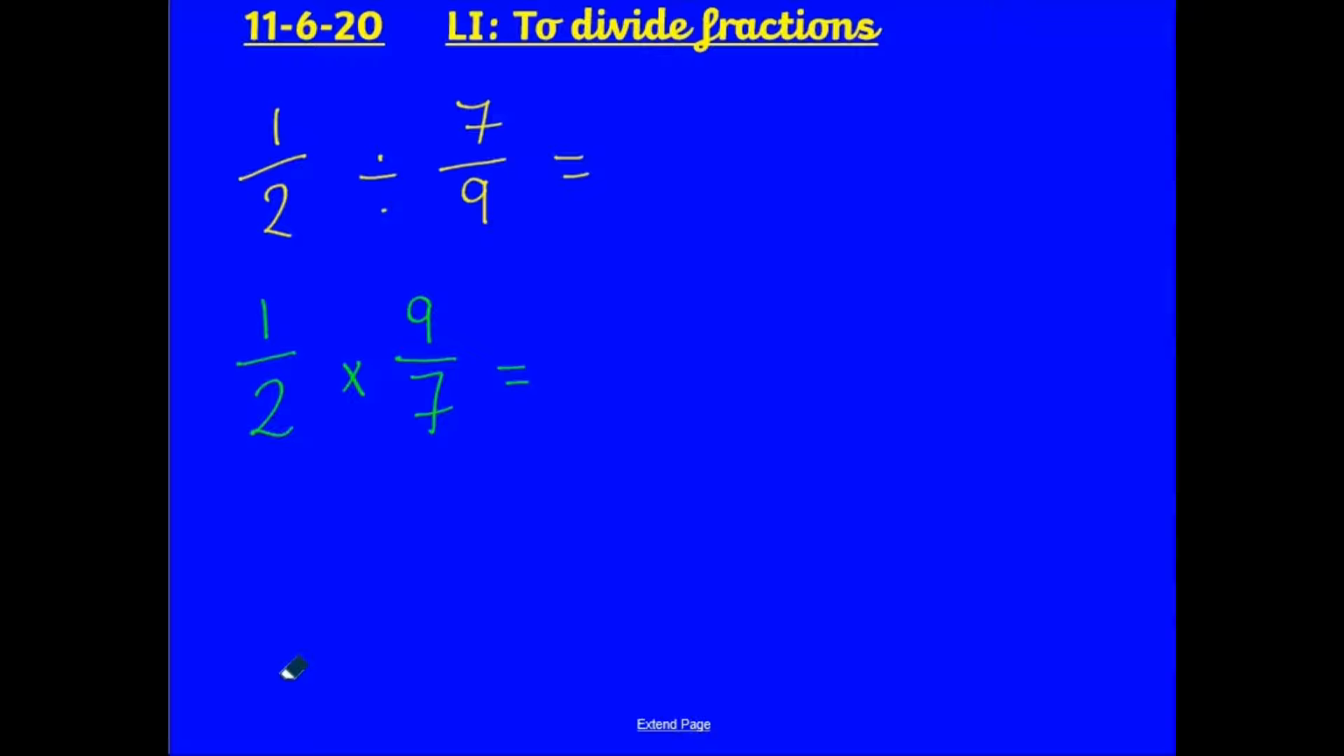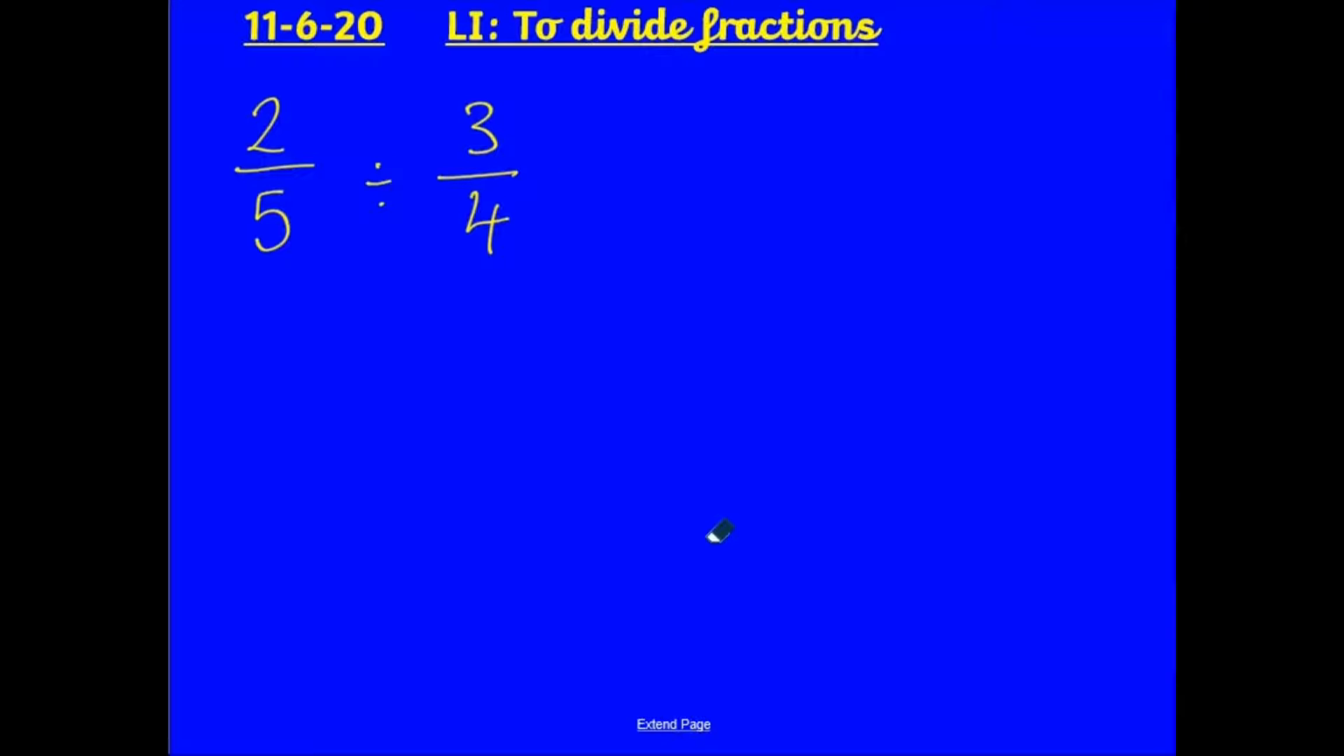Now then, I can solve this using yesterday's work. So 1/2 times 9/7 is going to give me the right answer for 1/2 divided by 7/9. So I do 1 times 9 over 2 times 7, which is going to equal 9 over 14. That cannot be simplified, so the answer to 1/2 divided by 7/9 is 9 over 14.